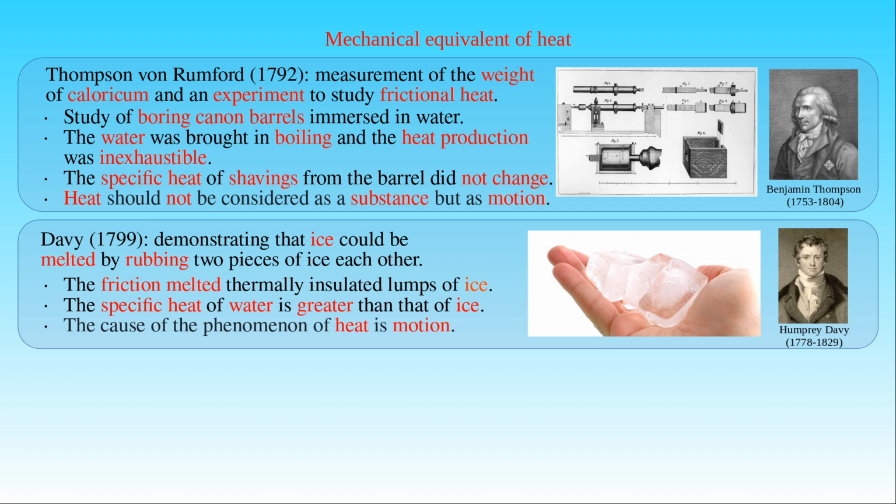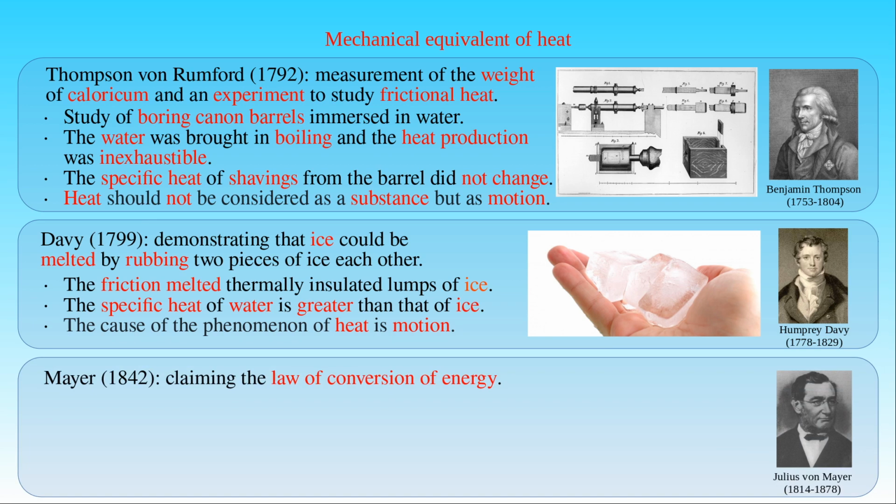As already mentioned, the relationship between motion and heat indicated that heat is a form of energy, and the conversion of energy into heat can be considered as a manifestation of the conservation of energy. The law of conservation of energy was postulated in 1842 by Julius Robert von Meyer, a physician and chemist, who claimed that energy can be neither created nor destroyed.